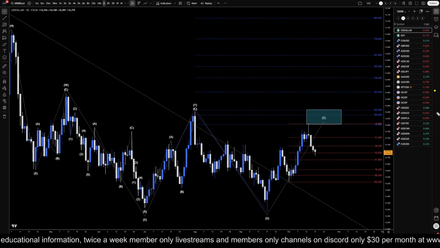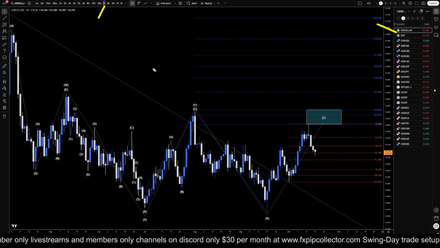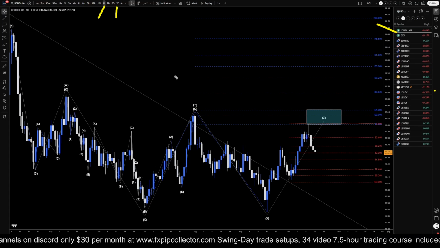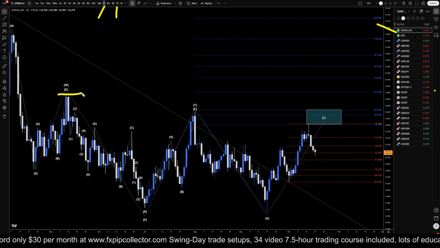Today is Friday, October 17th, and this is my analysis for the US dollar index, and we're on the daily time frame. So on the daily time frame, the dollar definitely did turn down pretty nicely. My overall bias on the weekly is that we were going to go up a little bit more, maybe even take out this high up here.